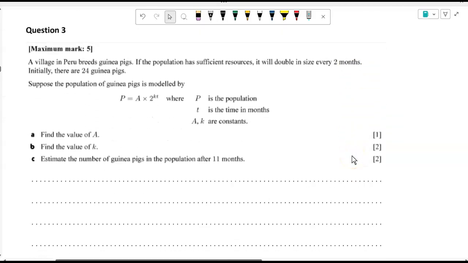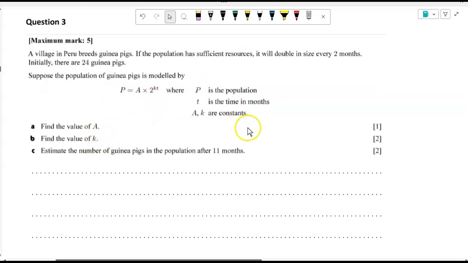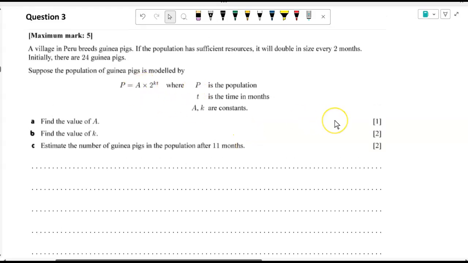Next. A village in Peru breeds guinea pigs. If the population has sufficient resources, it will double in size every 2 months. Initially, there are 24 guinea pigs. Suppose the population of guinea pigs is modeled by this formula. Find the value of A, K, and all that. So your A is the initial population. Remember that. So what is A? 24. A is the initial population. So A is equal to 24. Initially, there are 24 guinea pigs. Correct?